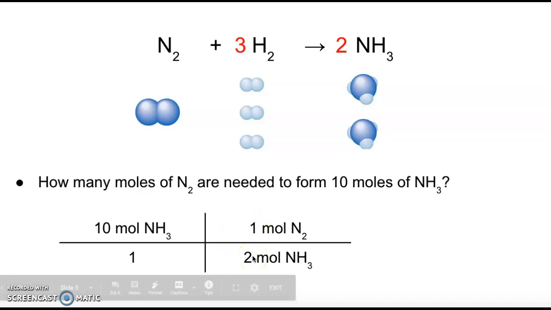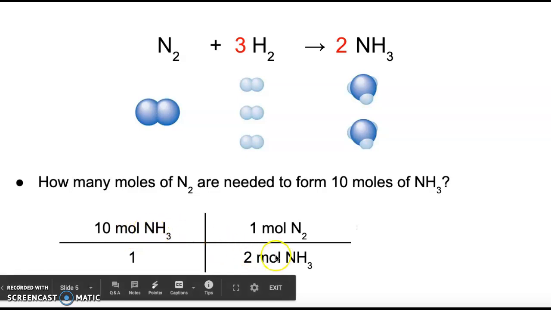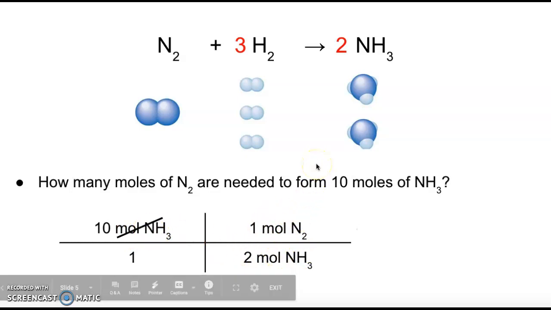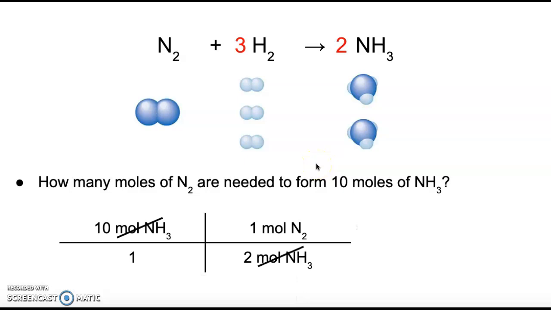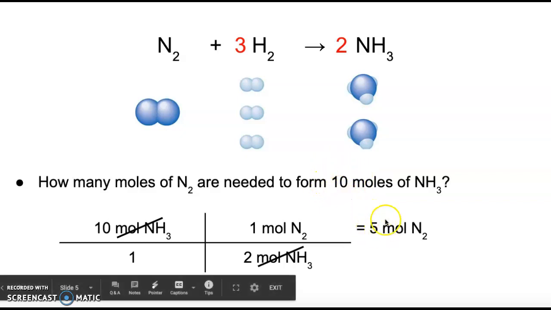And I want to set it up so that I'm canceling out the unit that I don't want and introducing the unit that I do want. All right, so I'm going to cancel out moles of ammonia, leaving me with moles of nitrogen. Now again, you want to multiply across the top and divide by the bottom. And when you do that, you get 5 moles of nitrogen. Notice here that I've got 1 significant figure in my question. So this number 10 has 1 sig fig. And in my answer, I also have 1 sig fig.